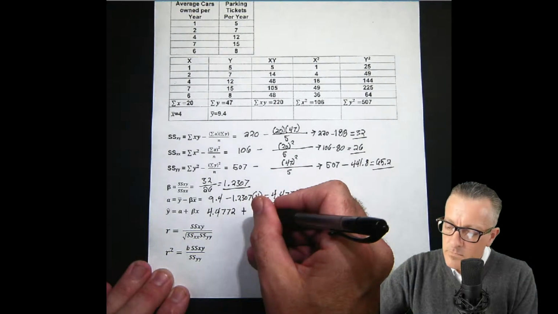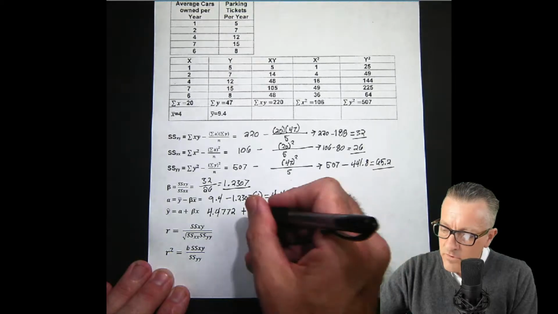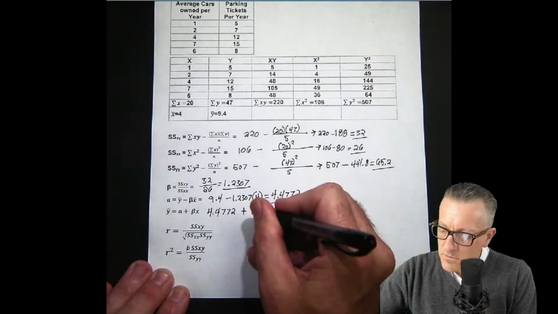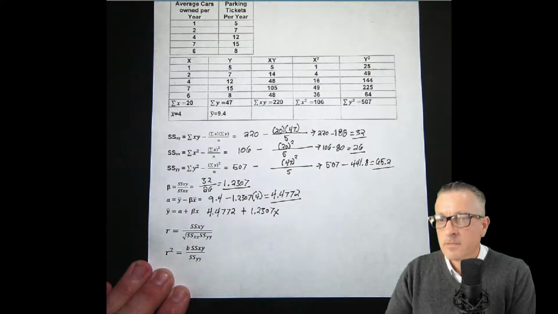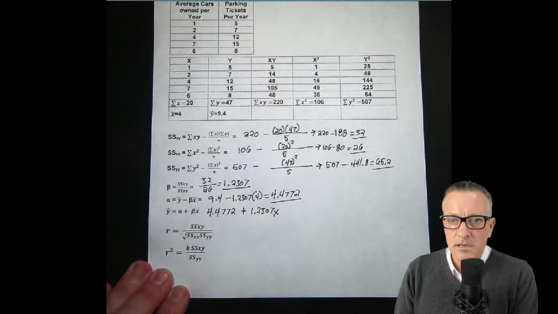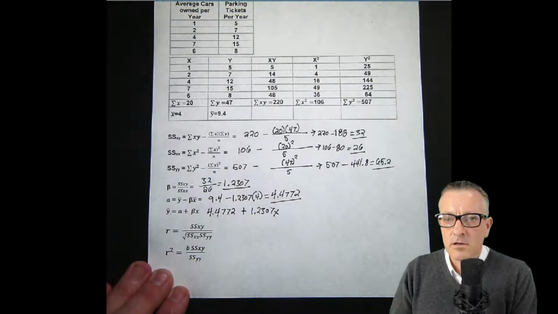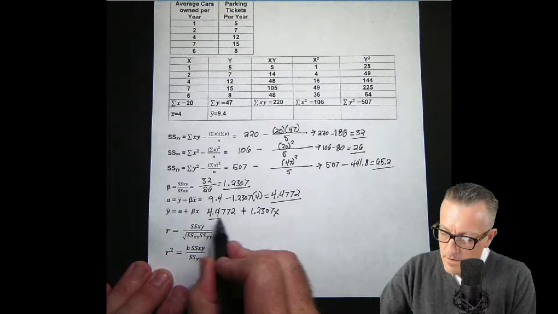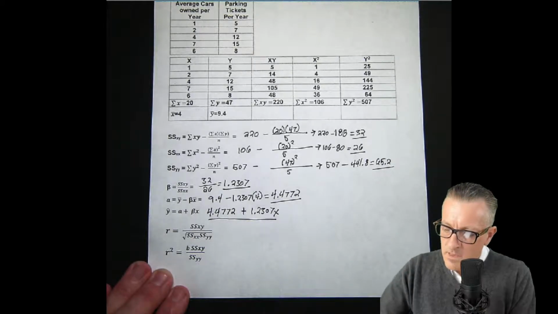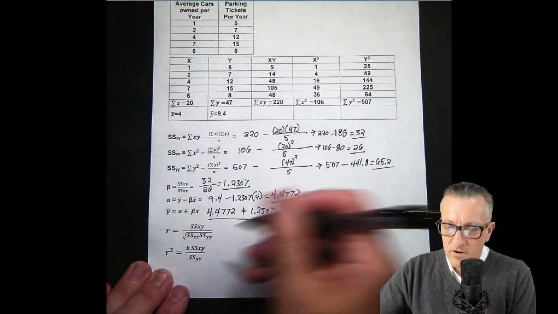So our b was 1.2307, and then x. Make sure we're right on that. Yes, we are. Okay. So this is our line right here. And now we're going to go and solve our r.